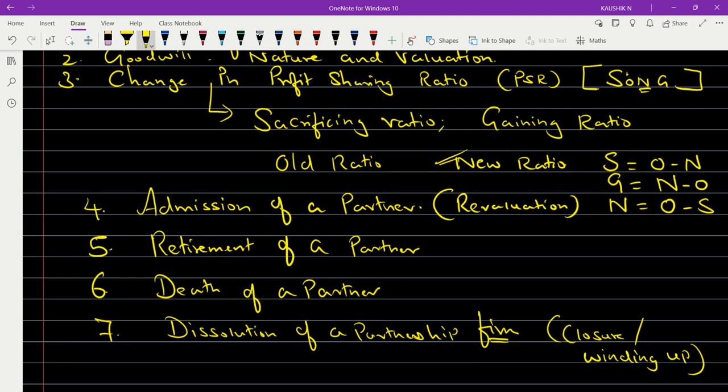In death, the partner who has died is called the deceased partner. What partner? Deceased partner. Tell me, in death, the name of the partner who has died will be called as deceased partner. Say it, deceased partner.